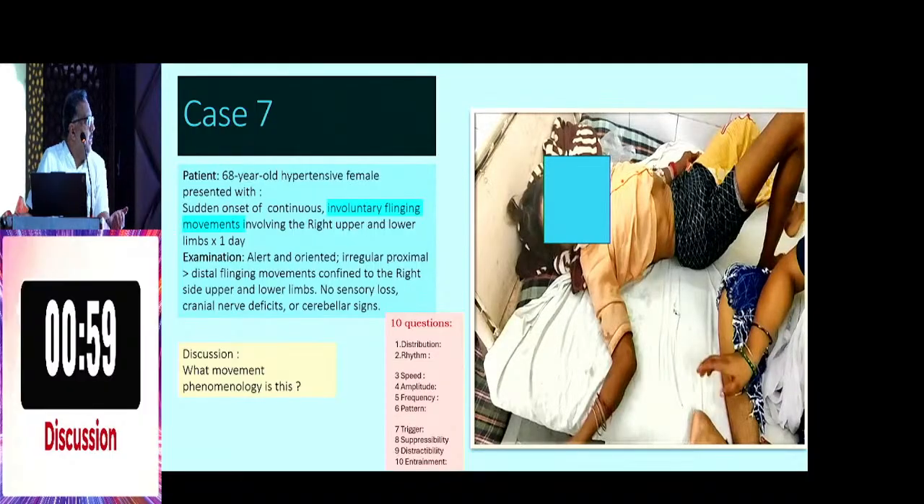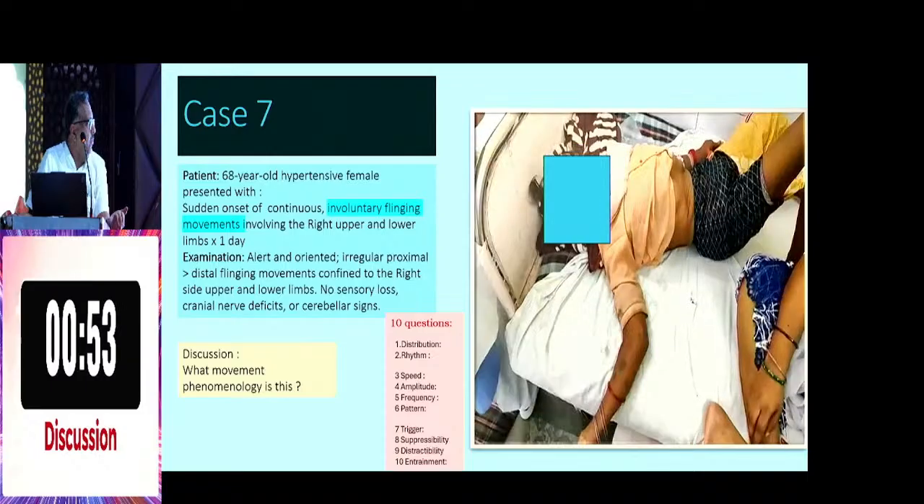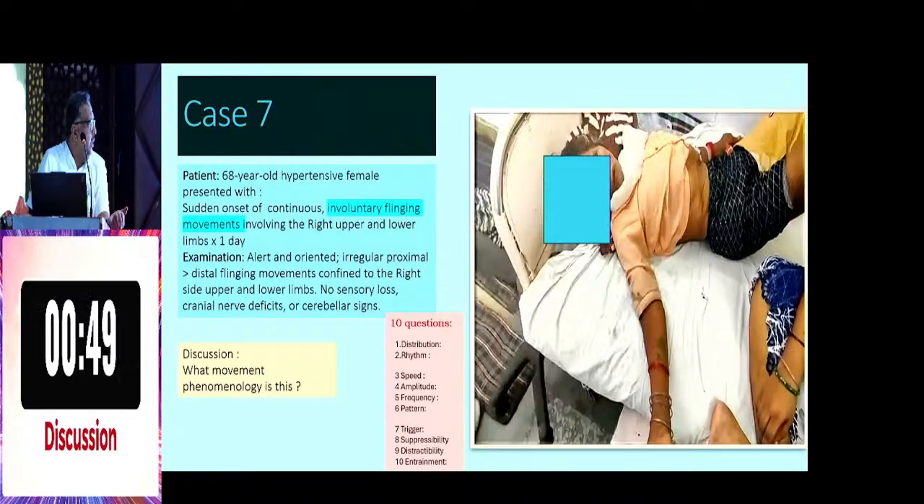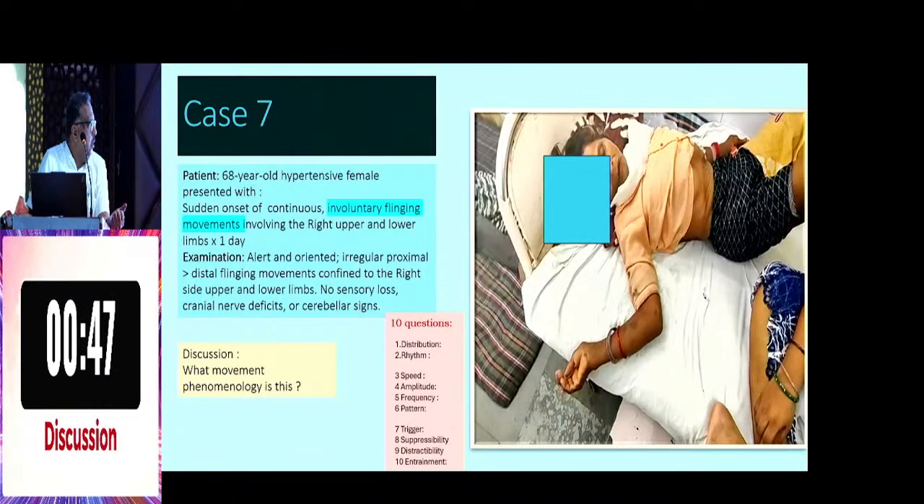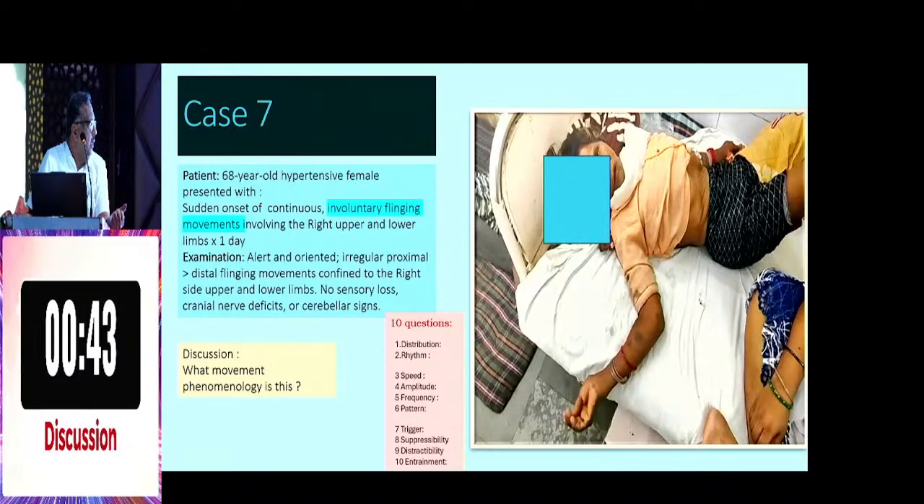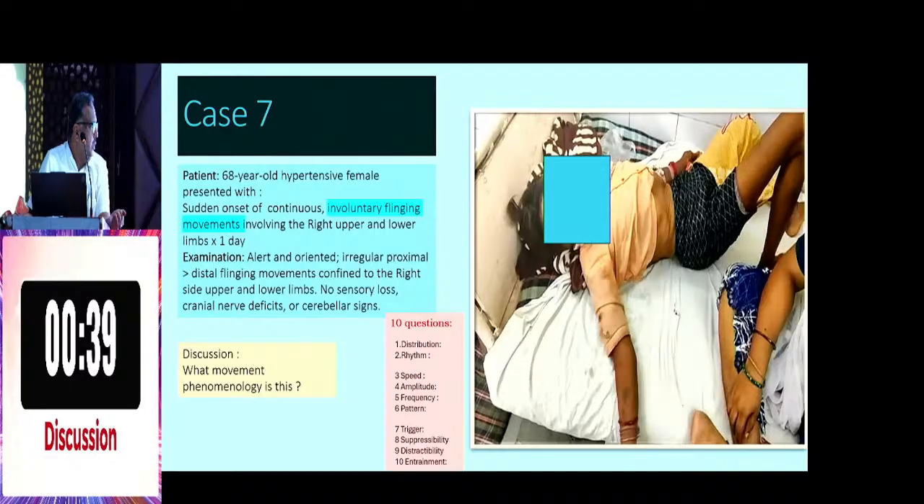68-year-old hypertensive female presented with sudden onset of continuous involuntary flinging movement involving right upper and lower limb. Patient alert, oriented, irregular, proximal more than distal flinging movement confined to right side, upper and lower limb. No sensory loss, cranial nerve or cerebellar sign. Diagnosis?